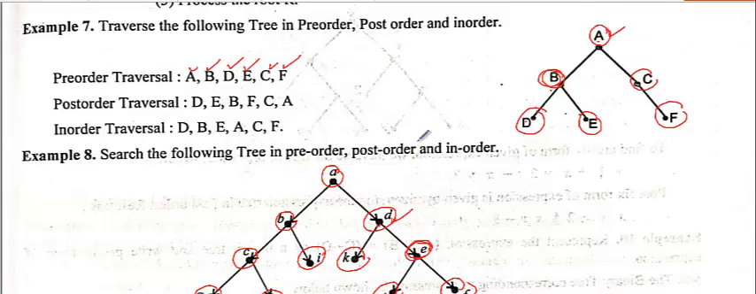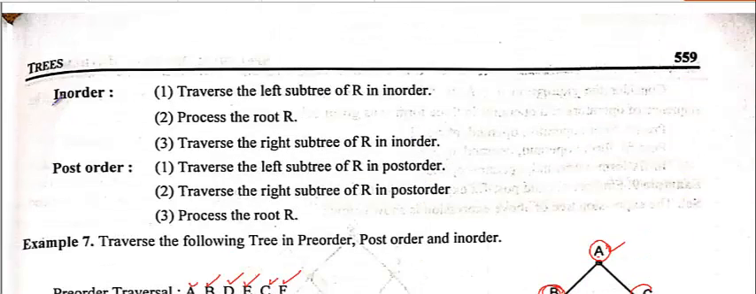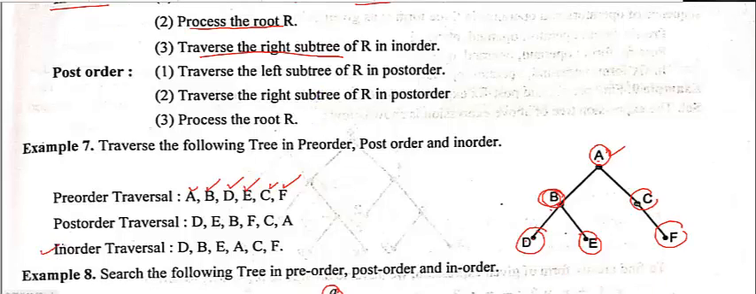So the second one is the in-order. In in-order, traverse the left subtree of R in order. So first you will visit the left subtree first, then root, then right. Earlier in the pre-order it was first root, then left, then right. In in-order, you will visit the left first, then root, then right. So let's see, this is the in-order process.